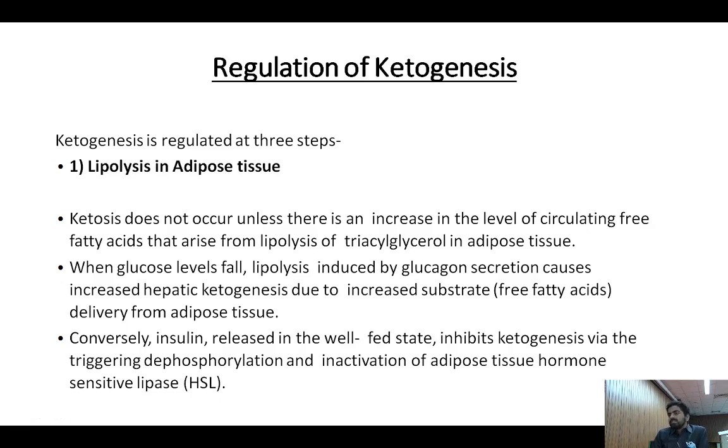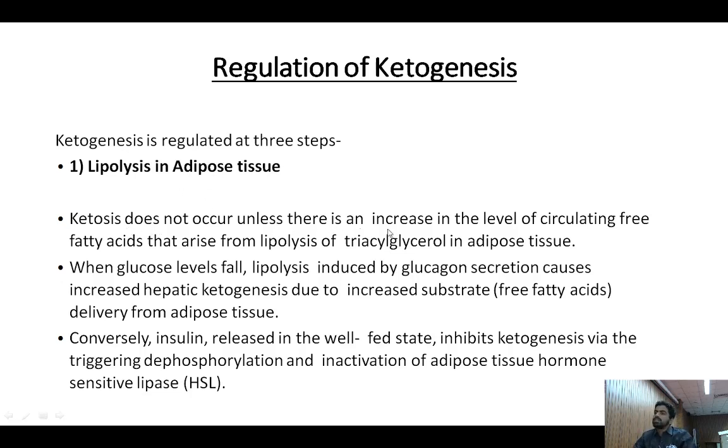Where is the fatty acid coming from? Fatty acid comes from the breakdown of triacylglycerol. So everything ultimately depends on how much triglyceride is present in adipose tissue, how much of that triglyceride is getting broken down, and how much of those fatty acids are coming into circulation from adipose tissue and going into the liver for ketone body synthesis. So the first regulation step is lipolysis in adipose tissue.